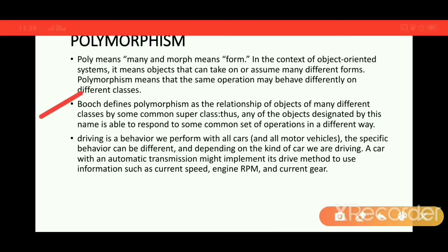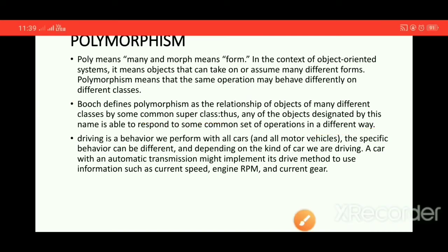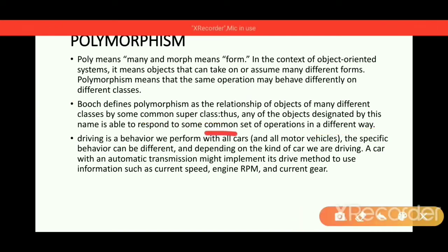Booch defines polymorphism as the relationship of objects of many different classes by some common superclass. As I already explained, draw is common, and it acts differently for drawing the triangle, rectangle or square. Any of the objects designated by this name is able to respond to some common set of operations in a different way. Draw is a common set of operations. Different ways in the sense of triangle, rectangle and square.